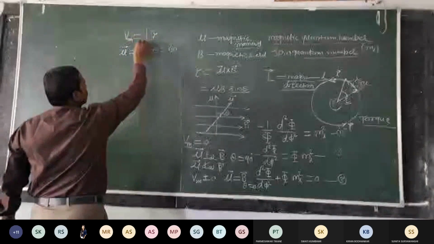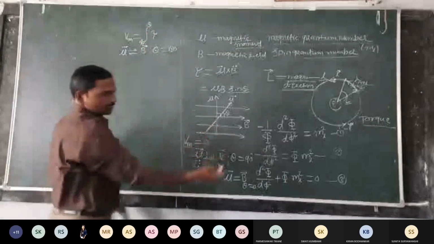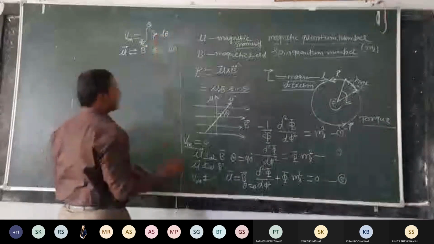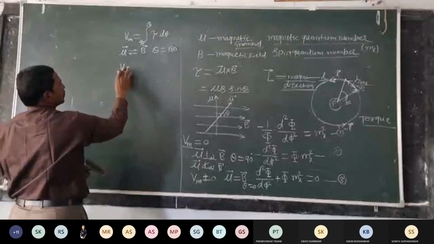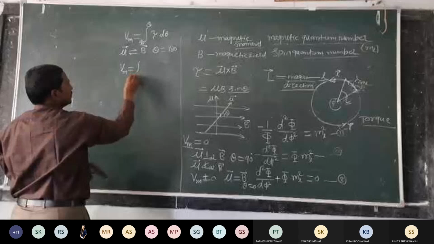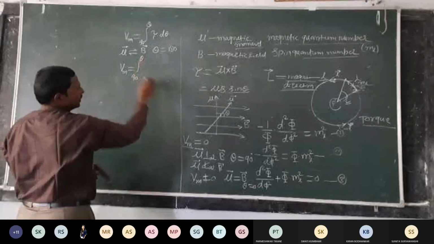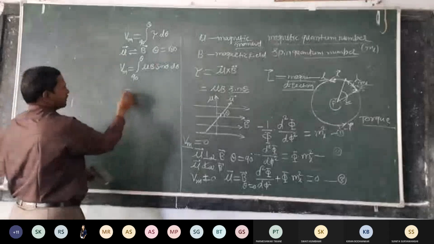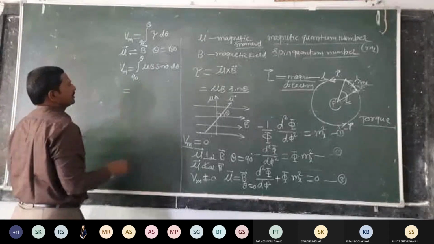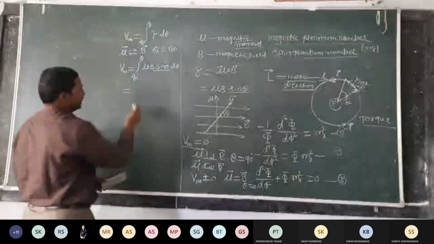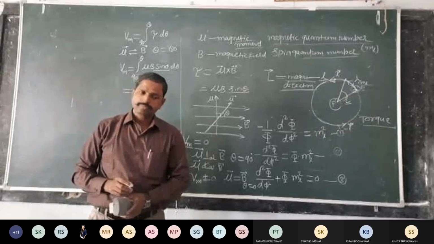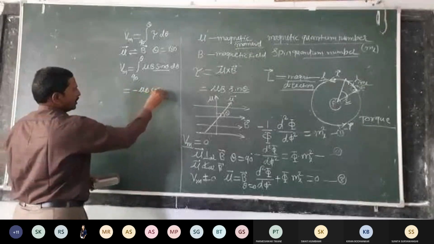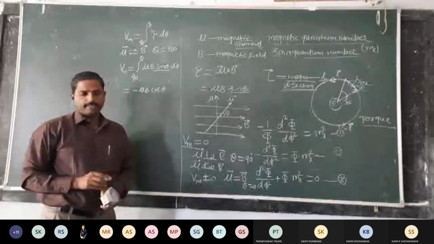Vm is equal to the integral from 90 degrees to theta, whatever the change is, 0 or 180, of tau into d theta. This tau is mu B sin theta into d theta. Directly take the integration: the integration of sin theta is minus cos theta. So Vm is minus mu B cos theta.